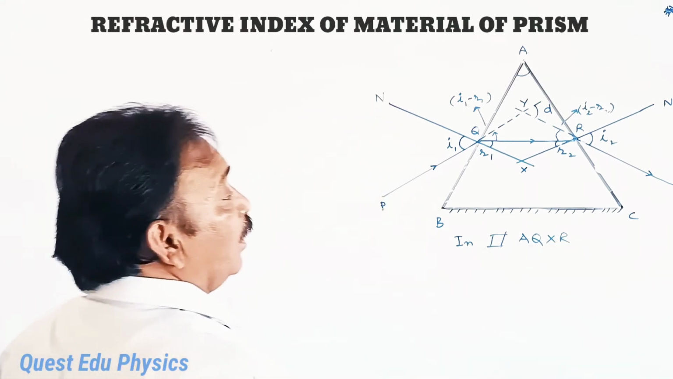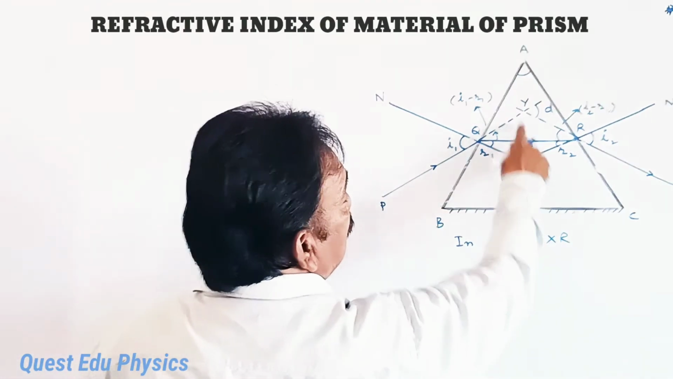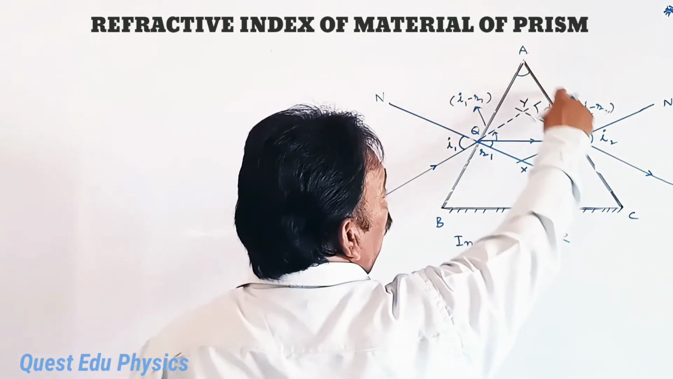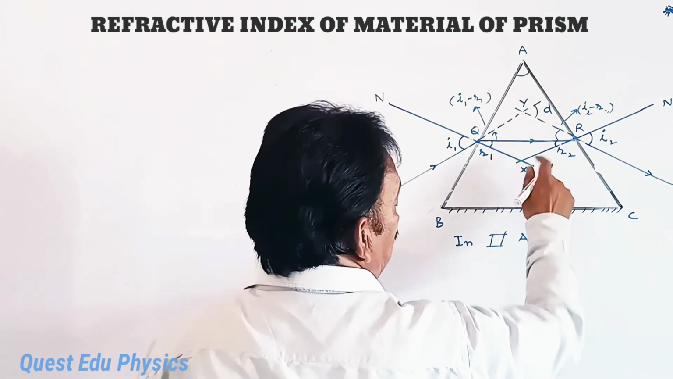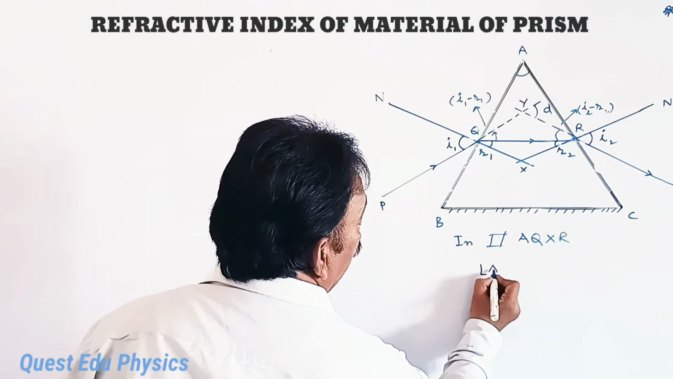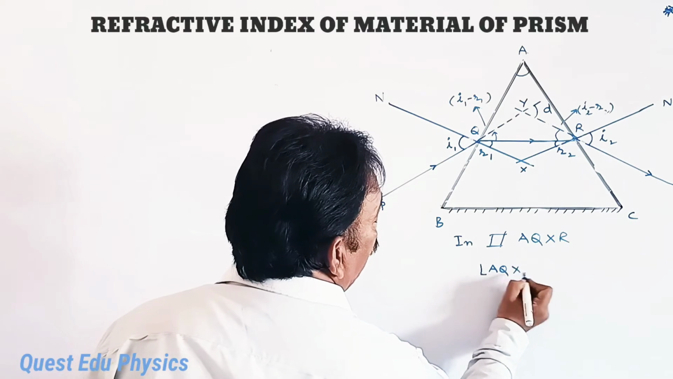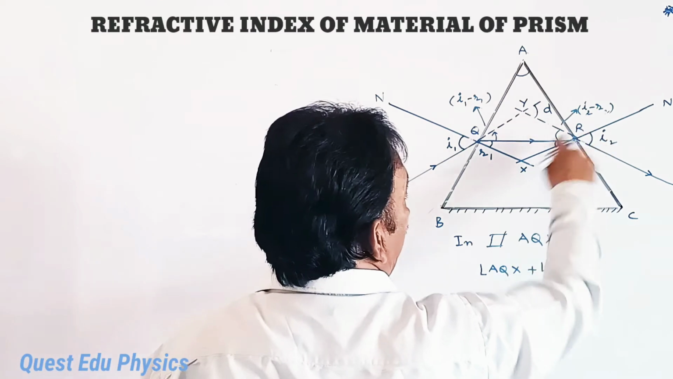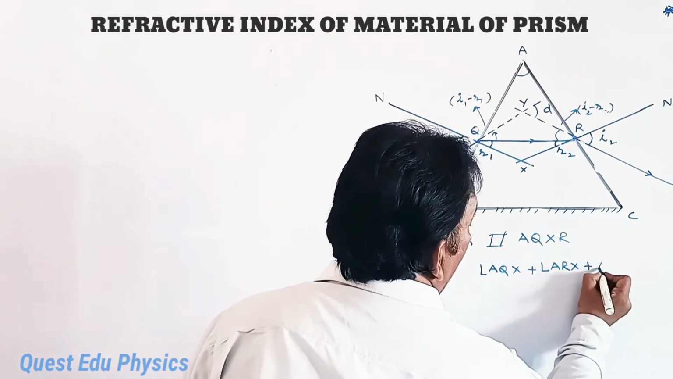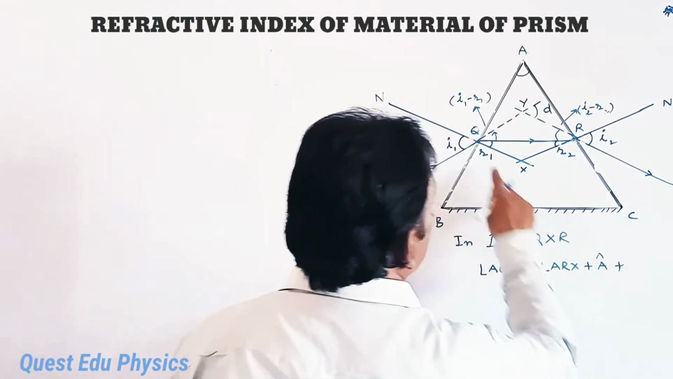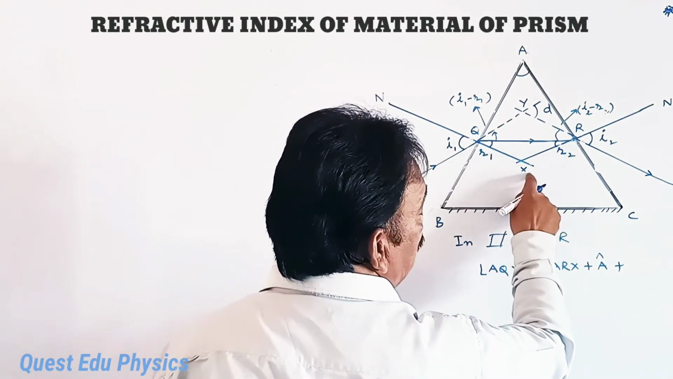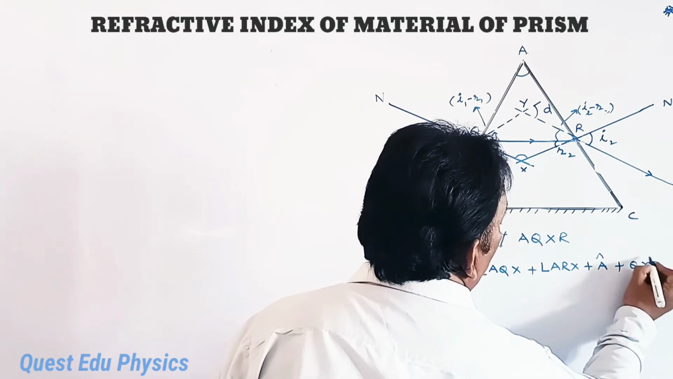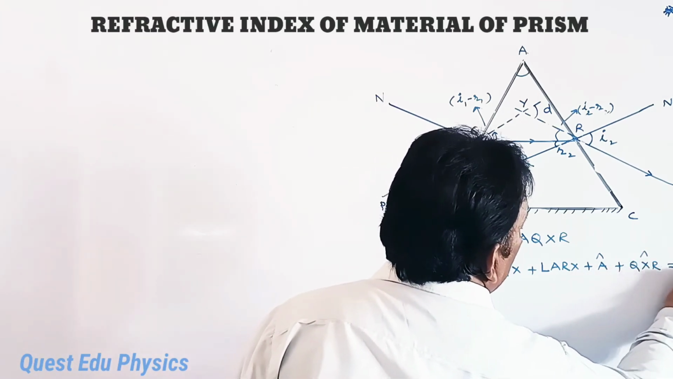Okay, students. See this, AQX is a right angle. AQX is equal to a right angle, and we have one more right angle here. Angle AQX plus angle ARX plus angle A plus angle QXR is equal to 360 degrees.